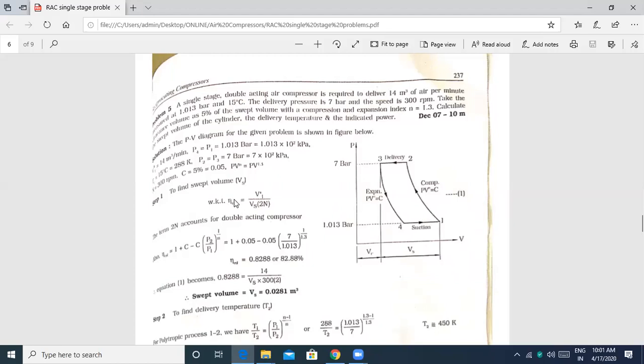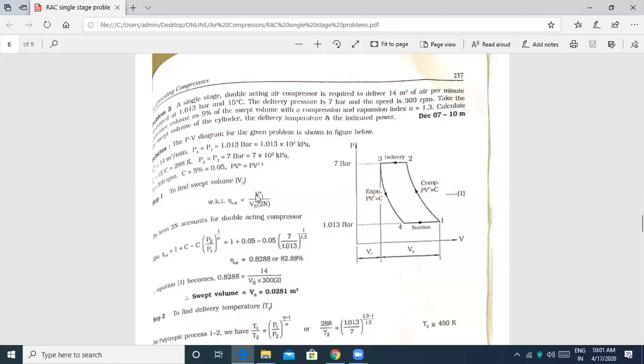So you have to substitute this value. Volumetric efficiency is given as 0.8288, and V1 is given in the problem, that is 14 meter cube per minute, divided by Vs unknown and 2 into N. N is given as 300 RPM. One more thing, don't convert to meter cube per second, because 300 is RPM, revolutions per minute. That's why you have to keep 14 in meter cube per minute only. Don't convert.